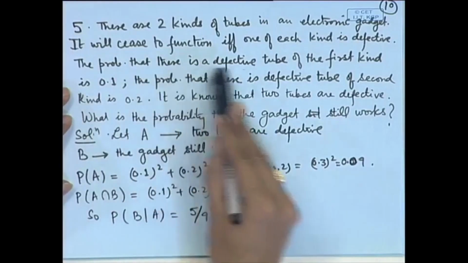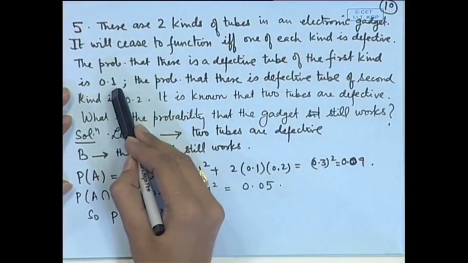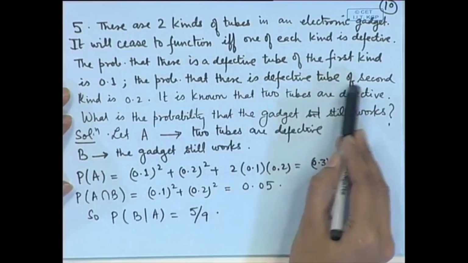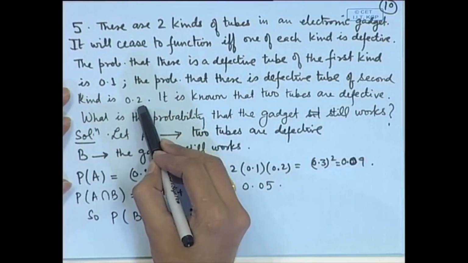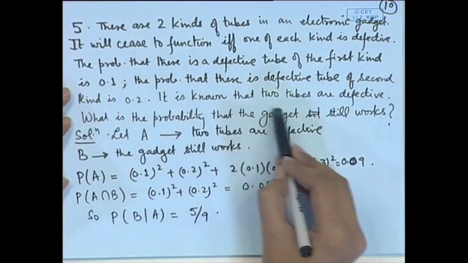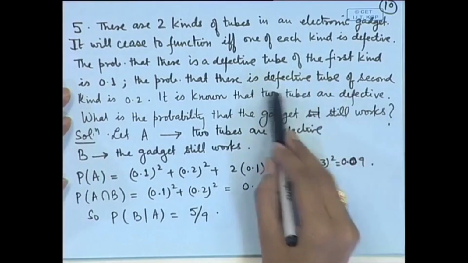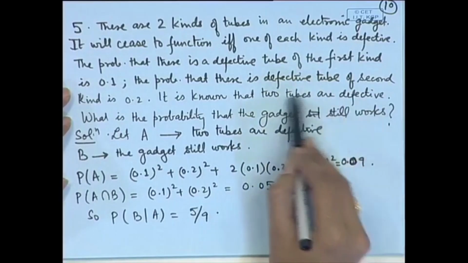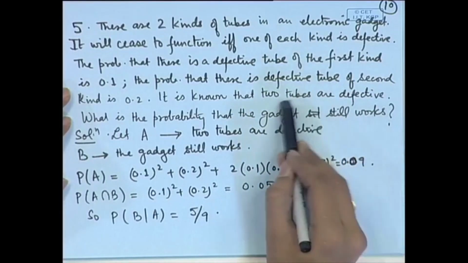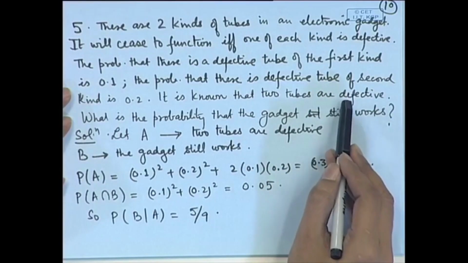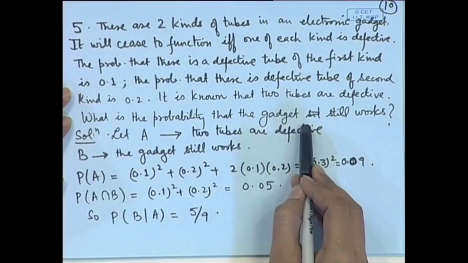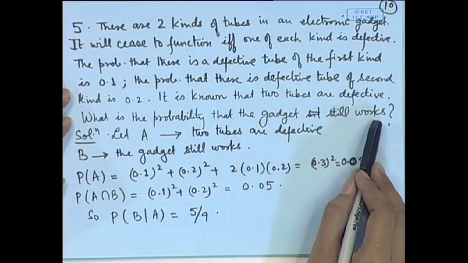The probability that there is a defective tube of the first kind is 0.1 and the probability that there is a defective tube of the second kind is 0.2. It is known that the two tubes are defective. Now, these two tubes could be any combination: both could be first kind, both could be second kind, one could be first kind defective, second kind defective, etcetera. So, what is the probability that the gadget is still working?